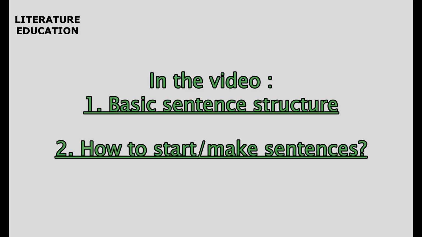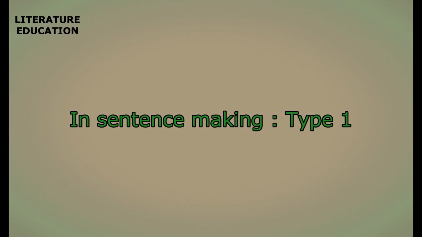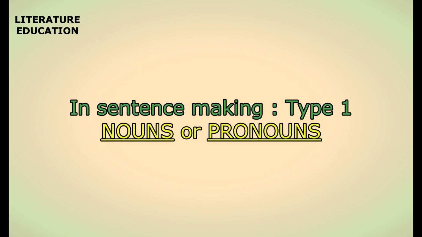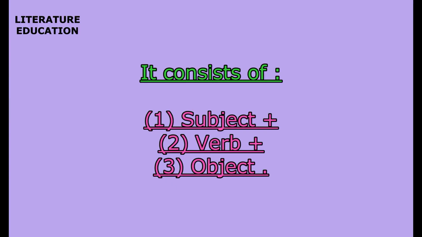In this video, we will learn the basic sentence structure: how to start and how to make sentences. In sentence making, type 1 starts with names of nouns or pronouns. This sentence structure consists of subject plus verb plus object. Now, one by one, we take these points with examples.